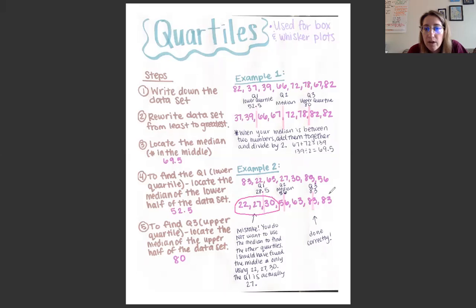You want to ignore that one. And then for the upper quartile, you're only going to look at these 3 numbers. So you see that this 83 is the one in the middle, that median. So you have quartile 1 should be 27. The quartile 2, or just typical median, should be 56. And then quartile 3 should be 83.